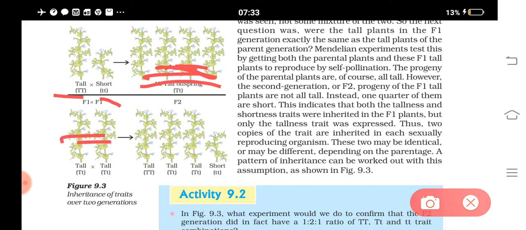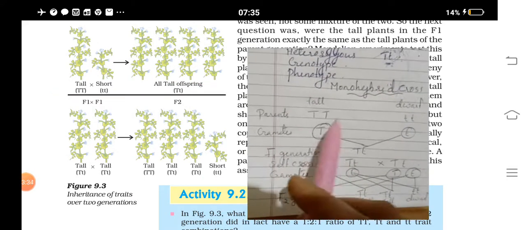When he self crossed the F1 plants, he could see that most of the plants were tall and some were short. Is it clear? So this led him to the formation of certain laws. Some laws were formulated by Mendel. The tall and dwarf plants produced here are known as the F2 generation, which is formed by the self-pollination of the F1 generation. Is it clear? Understood?